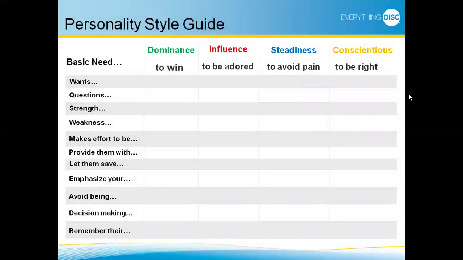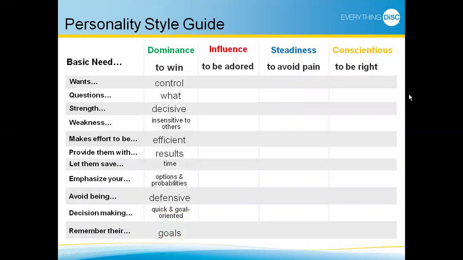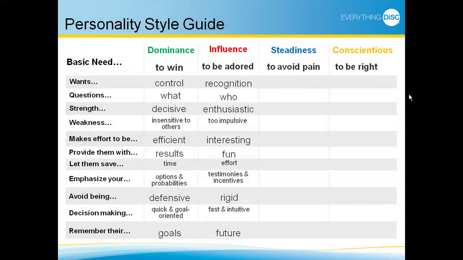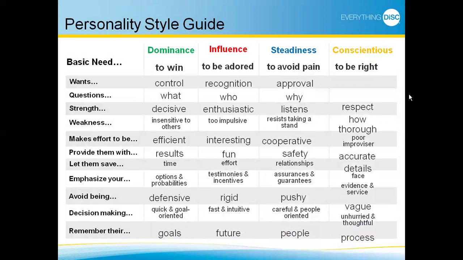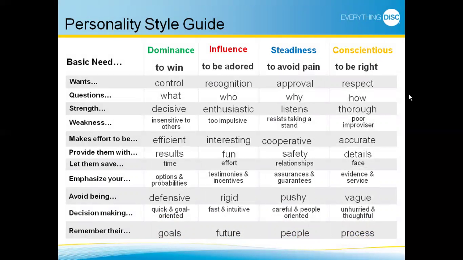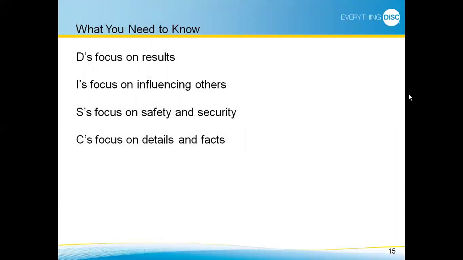Here's a breakdown of each of the styles. If you look at their basic need, you will see D's like winning, I's like recognition, S's like safety, and C's like to be right. For the sake of time, I won't go through each of these. If you'd like a PDF of the chart, just shoot me an email to coach@att.net, and in the subject line say, send me the PDF. What you need to take away from this is simply that D's focus on results, I's focus on influencing others, S's focus on safety and security, and C's focus on details and facts.